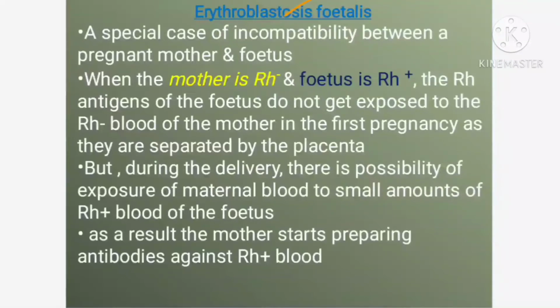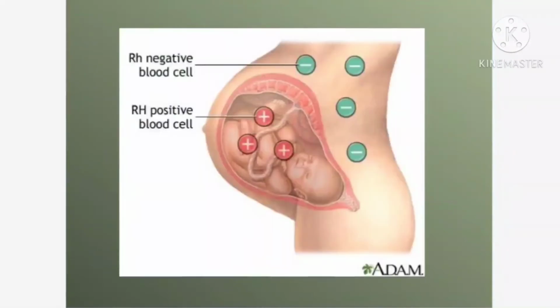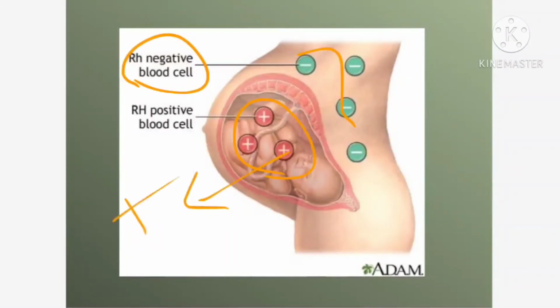Erythroblastosis fetalis. Now, listen very carefully. Mother is Rh negative. So, what is mother? Mother is Rh negative, means she is not having any antigen. Okay. She has conceived her first child who is Rh positive. So, first time she has conceived and she is carrying a baby who is Rh positive, but the mother is what? Rh negative.